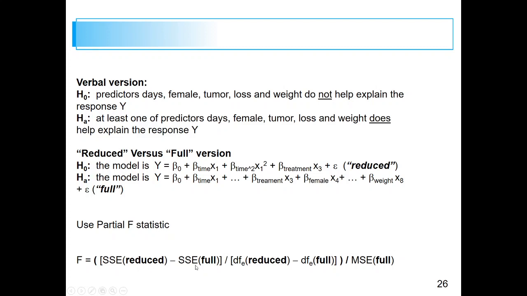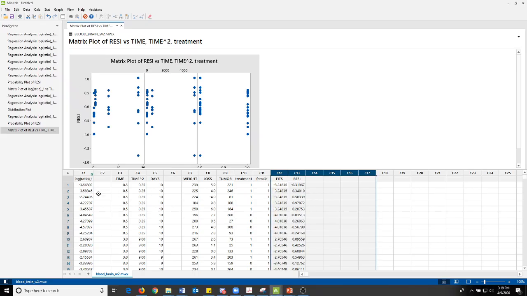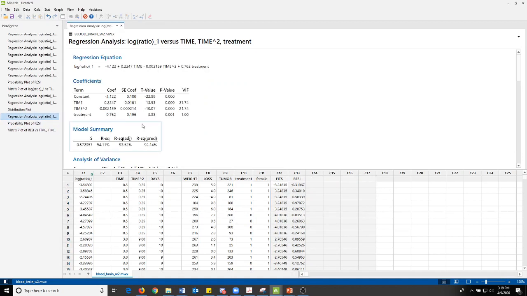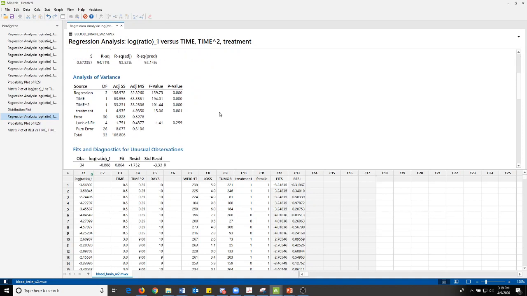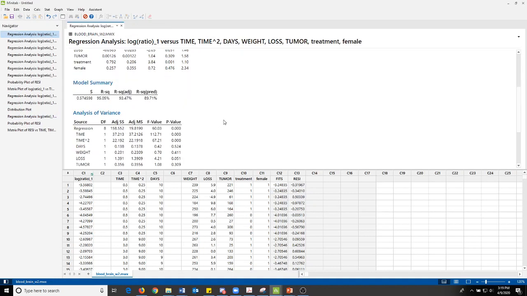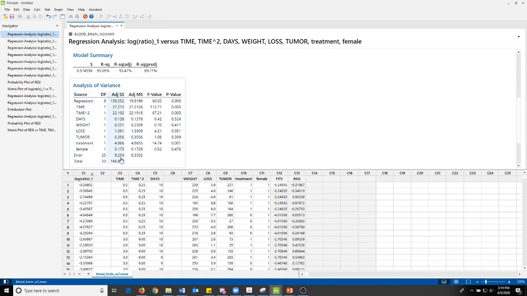The sum of squares is sum of squared error reduced minus sum of squared error full, over degrees of freedom reduced minus degrees of freedom full, divided by the mean squared error of the full. So that's one thing about Minitab. On the left, this is my regression analysis of the time, and I need to find the sum of squared error. I'm sorry, this is the reduced because I have fewer variables, and that's 9.828. And I can go back to where I started from and look at my model summary, where my sum of squares error was 8.52254, and then here's my adjusted mean squared error.